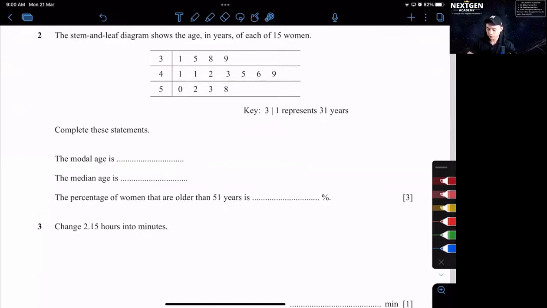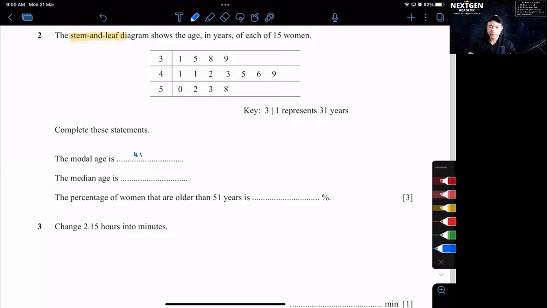For a stem and leaf diagram, make sure you know your mode and median. That's at least the basics. The modal age, which is the mode, is the one with the highest frequency, the one that appears the most. So for the modal age in this case, let's look at which one has the most numbers. It's over here: 41.